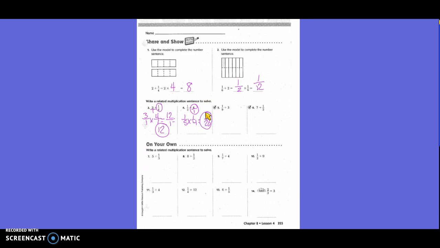Okay, the next one, what am I going to do? 3/1. Okay, then circle 3/1. Then I write 1/9 times 1/3 equals 1/27, because I flip my second number in the equation, right?